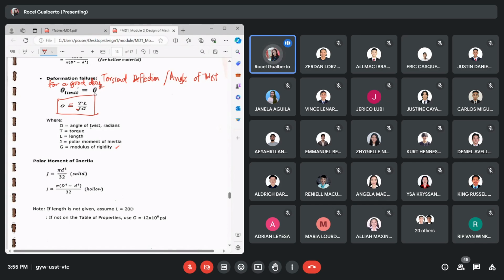Yung theta po natin dito, this is in unit po na radians. It is in radians. Paano po natin nalalaman na radians yan? Pag sinubstitute mo po dito yung torque, tapos po yung length, yung J at saka yung G, sama-sama yung kanilang unit. Pag na-cancel out po yung lahat ng unit, wala pong natira, that is the time you'll say it is in radians. So, tama po yung iyong ginawa. Pag na-cancel out po siyang lahat, walang natira sa mga unit na yon, radians po iyon.